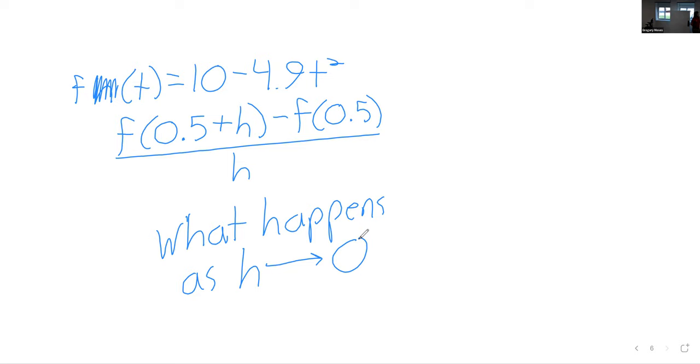And the answer is that it's hard to tell. As h is getting closer and closer to zero, the numerator is getting closer and closer to zero, and the denominator is getting closer and closer to zero. So this whole fraction is getting closer and closer to zero divided by zero, which is nothing. If you plug that into your calculator, you'd get an error message. So looking at this fraction, it's not at all obvious what happens.